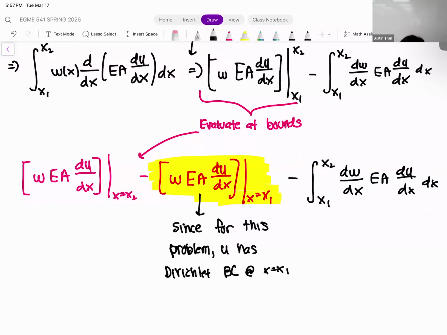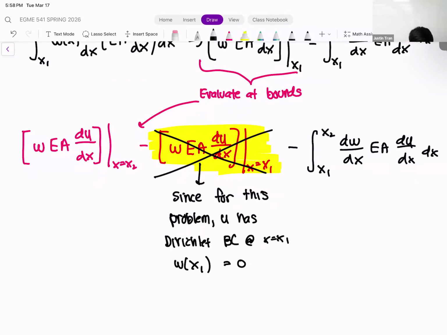That means that W of x1 is equal to 0. And so that means that this entire expression here, since W is equal to 0, is 0 times E times A. It doesn't matter what E times A are. Technically you have a singularity if they equal infinity, but that's not possible. So this entire term here is going to go away because of the requirements on our weighting function.